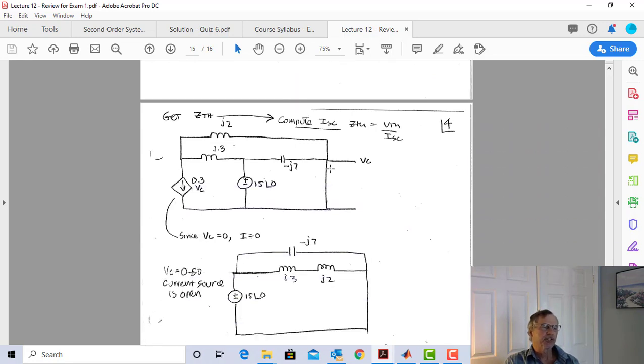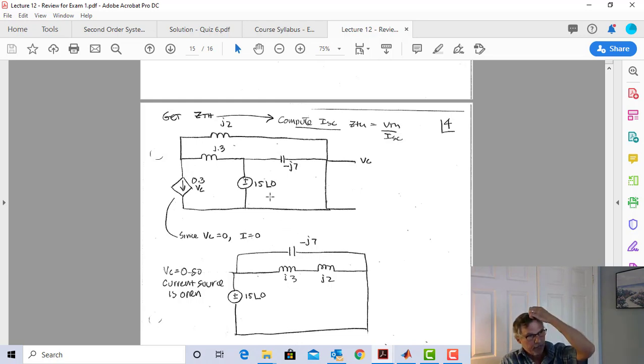So here is my circuit with the output shorted, right? This was my VC, or my output of my Thevenin circuit, but I'm going to short it, and I'm going to get this current right here. And that's going to be my short circuit current. Now, what I can see here is that since VC was forced to be 0, this current is going to be 0, isn't it? Because remember, this is just 0.3 VC, and VC got shorted out. So I got no current here.